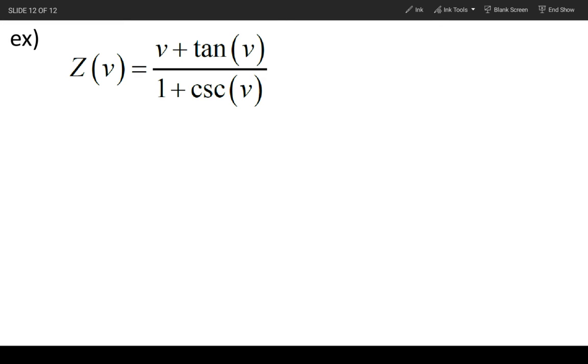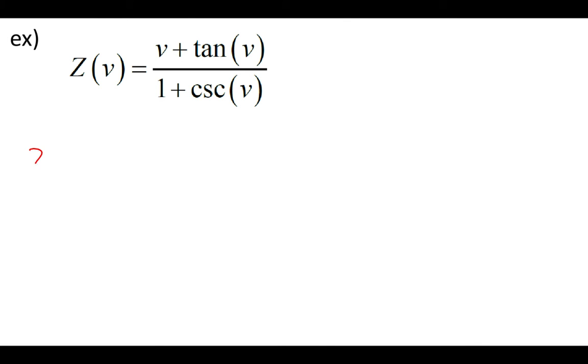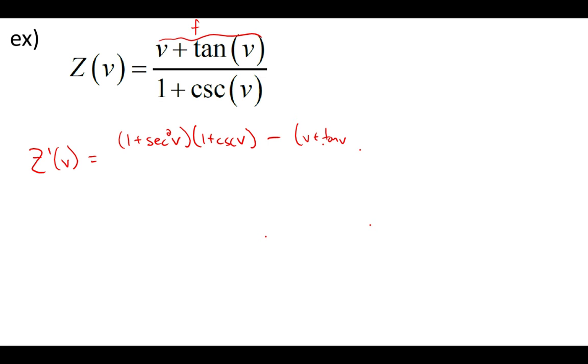All right, let's go ahead and try this quotient rule. So it's going to be z prime of v, the derivative of the top, that's f. So this is v, so the derivative of v is 1. So it's going to be 1 plus derivative of tangent is secant squared, so secant squared v, times the original bottom, 1 plus cosecant v, minus original top, v plus tangent of v, times the derivative of the bottom.